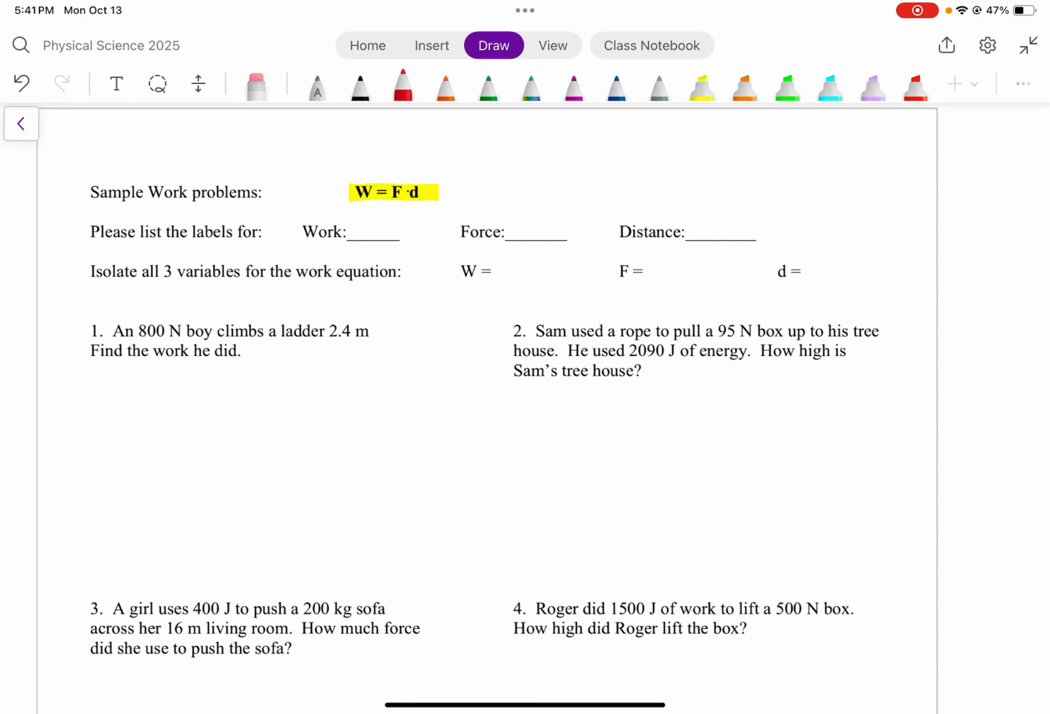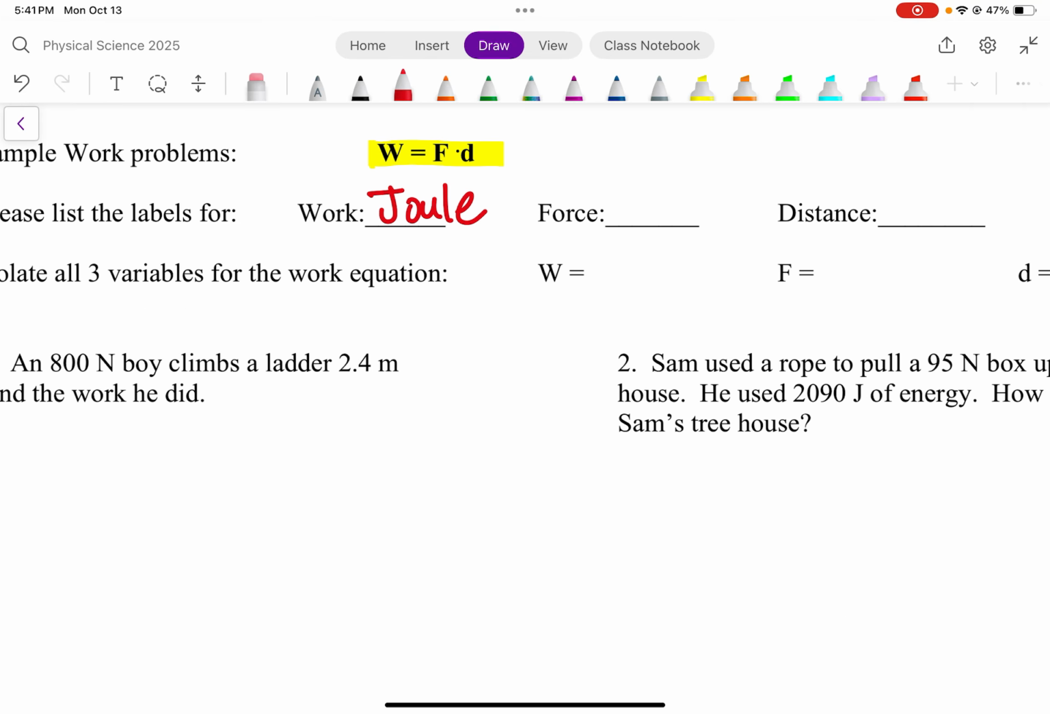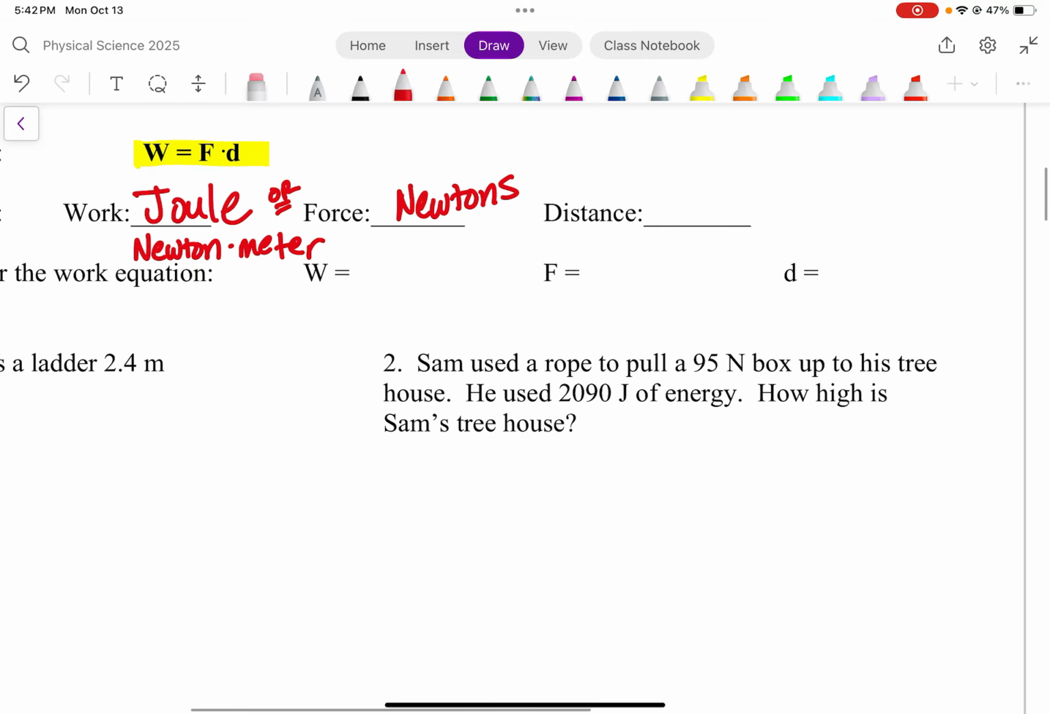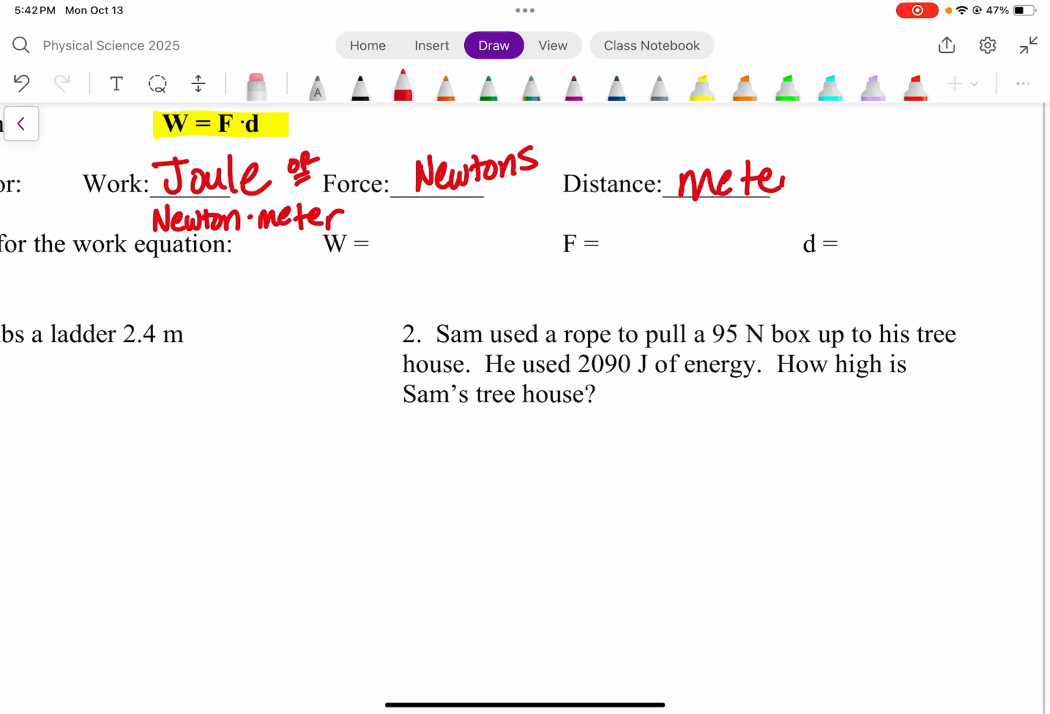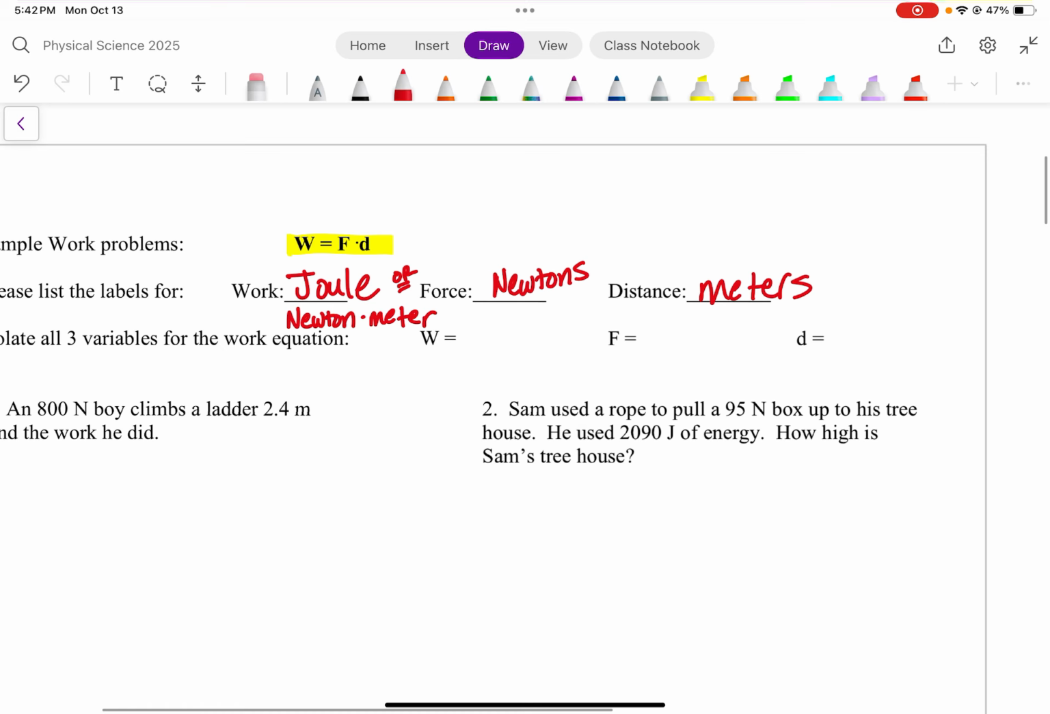So labels for work, we have a joule. We actually have a second one, a Newton times a meter, with a little dot. So a joule, or a Newton meter. Force is in newtons. I think we'll always see it as newtons. I don't think we'll see it as kilograms times meters per second squared. And for distance, we will typically just see it as meters. And so there we've got that.